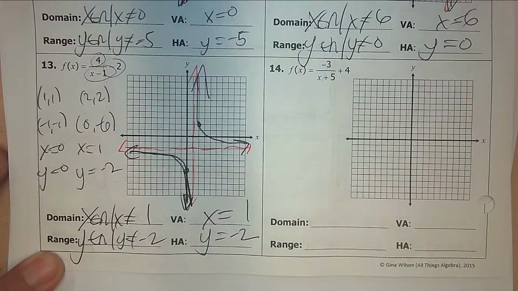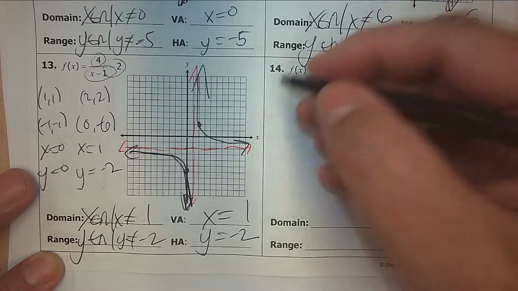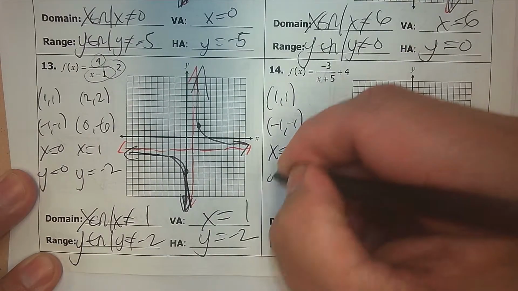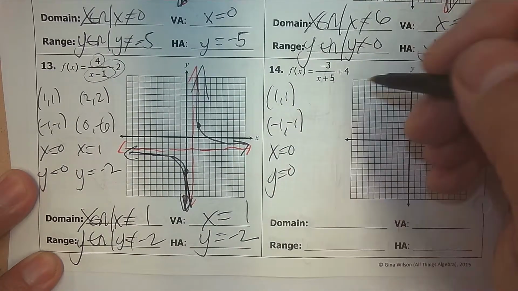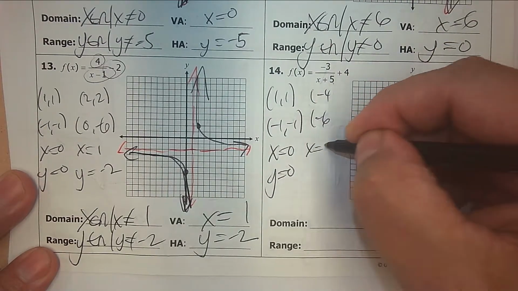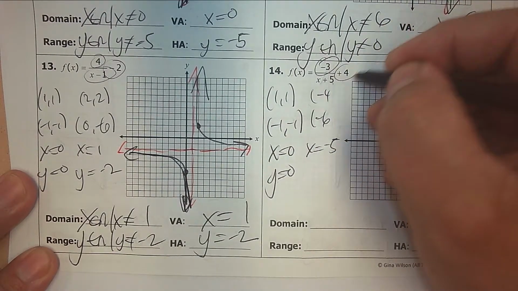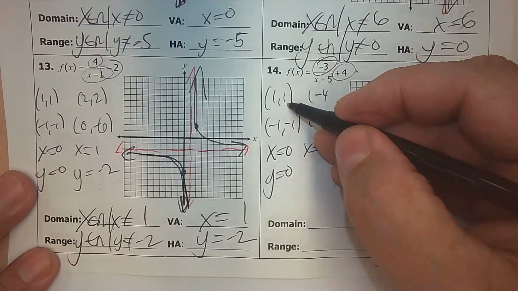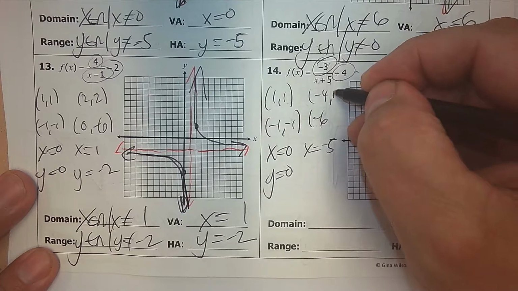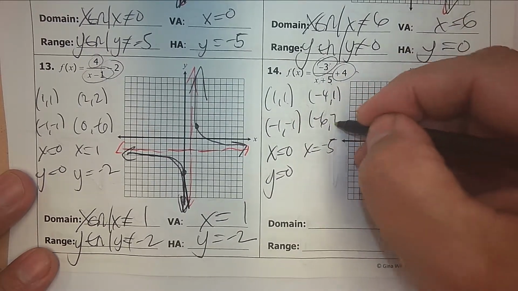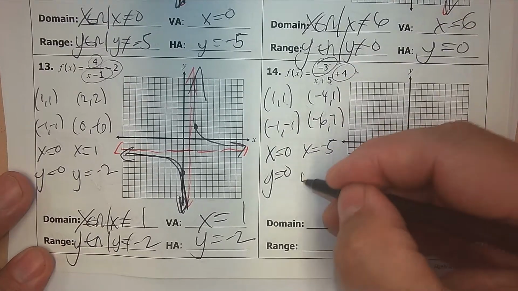Press pause. Do the work, then press play. So the denominator, we're going to subtract 5. The numerator and what follows it. So times negative 3 and add 4. So 1 times negative 3, add 4, that's 1. Negative 1 times negative 3 is 3. Add 4 is 7. 0 times negative 3, add 4 is 4.